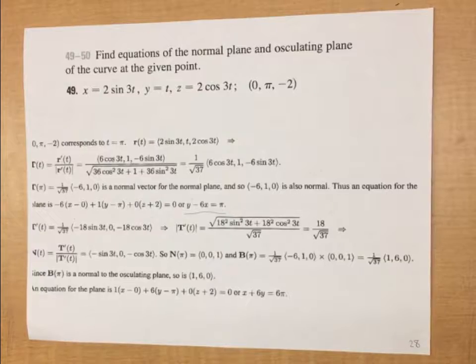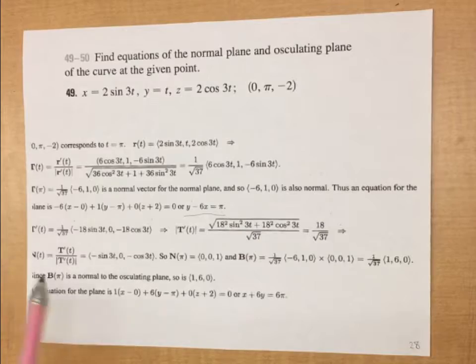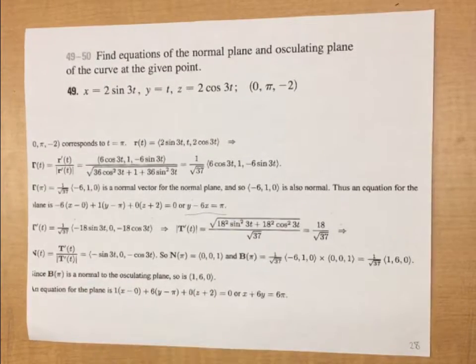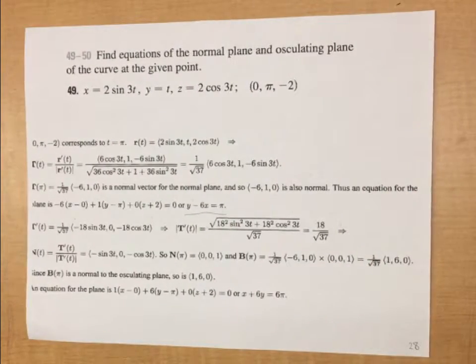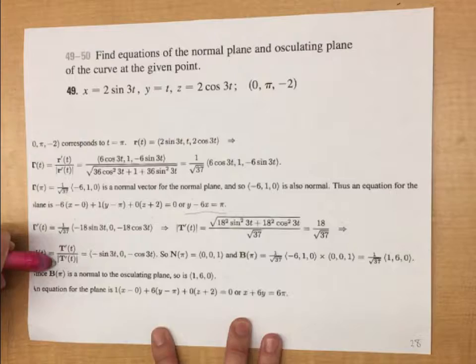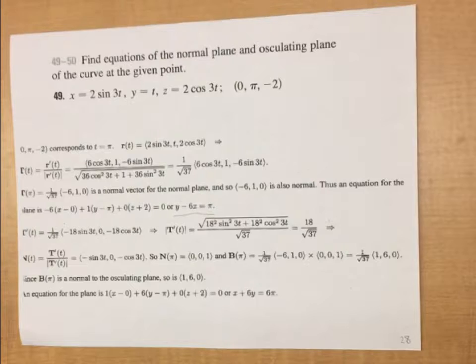And then from there, to find the unit normal vector, we take T prime of t, which comes out to 1 over root 37 times (-18 sine 3t, 0, -18 cosine 3t), and we take the magnitude of that, which comes out to 18 over root 37. And so since we have those two components, we can find the unit normal vector. It would be T prime of t over the magnitude of T prime of t. And that comes out to (-sine 3t, 0, -cosine 3t). And so if we plug in pi to that, we get (0, 0, 1).